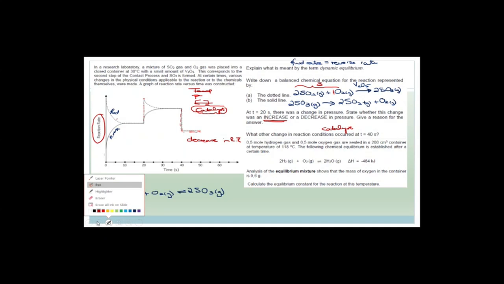Now let's have a look at this question. This is a second question that is on the same exam paper, that's why it's included on the same page. It says 0.5 moles of hydrogen gas and 0.5 moles of oxygen gas are sealed in a 200 cubic centimeter container at the temperature of 118 degrees Celsius. The following chemical equilibrium was established at certain temperature.